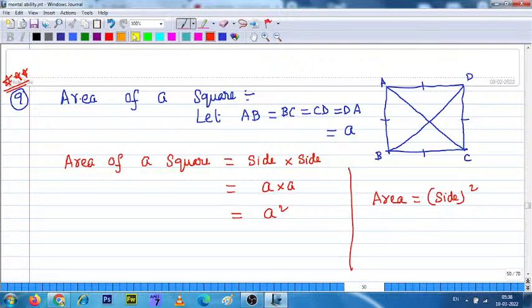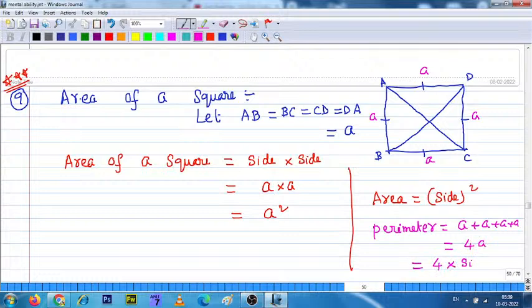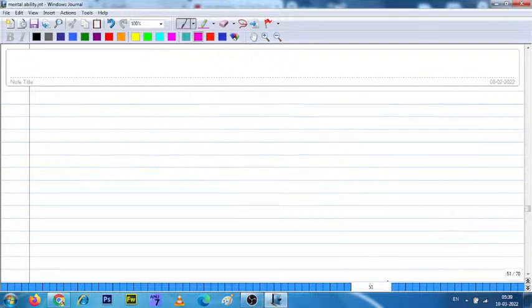So next we can remember the perimeter also. The perimeter is equal to, for example, this is A and A and A. You have A plus A plus A plus A, that is equal to 4 times A. That is nothing but 4 into the length of the side. The perimeter will be given by 4 into side. Right. So next, 10th point. For example, this is a square.